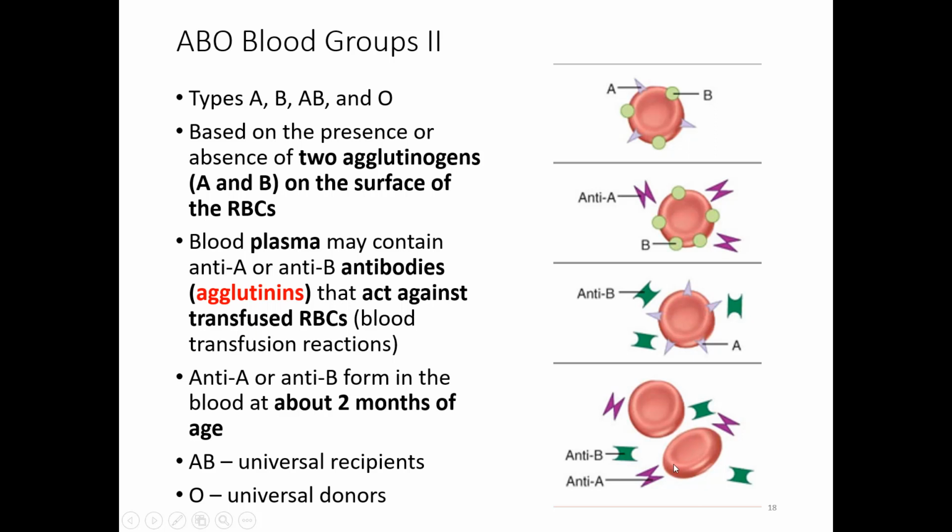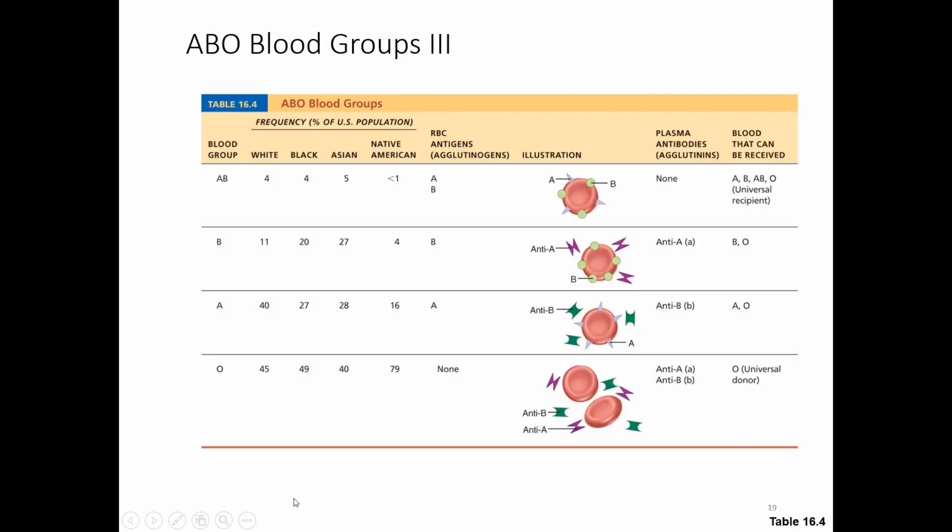If their red blood cells have neither A nor B antigens, if that blood is transfused to any type, there will be no transfusion reaction, because there is nothing to attack. They don't carry those antigens. That's why people with blood type O are called universal donors.